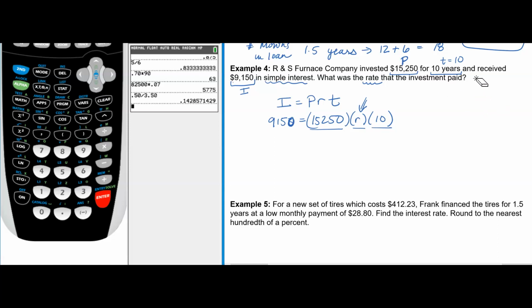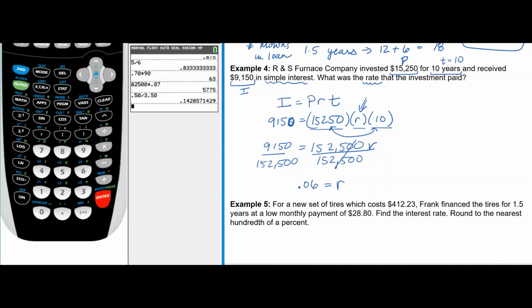So what I would suggest here is just to multiply that 15,250 by that 10, okay, and we get 152,500, essentially just adding a 0. R equals 9150, and then we want to divide both sides by the number in front of the variable so that that goes away. And whatever we do to one side, we do to the other. And so when we divide those 2 numbers on the left there, we end up getting 0.06. And depending on, you've got to pay attention to what it asks.